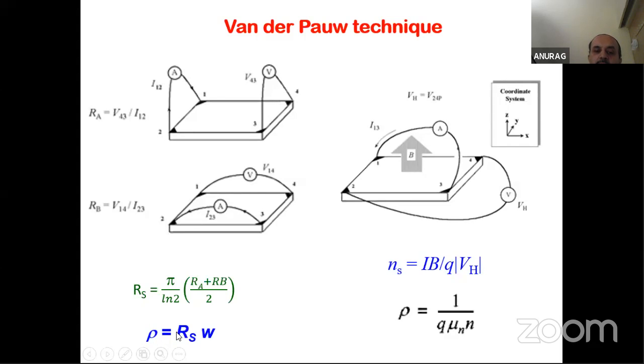The thickness of the sample multiplied by the sheet resistance gives you the resistivity. Many of you use this technique for resistivity measurement. So this is the Van der Pauw 4-probe method for resistivity measurement.